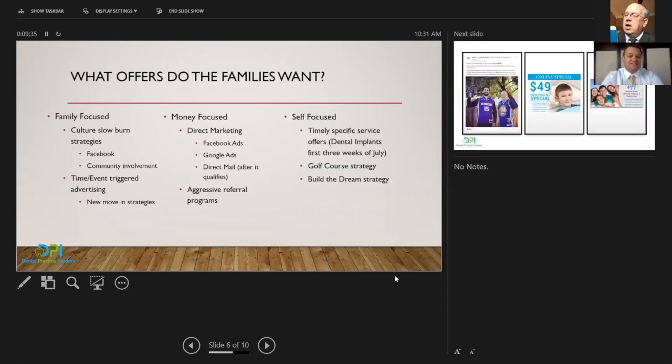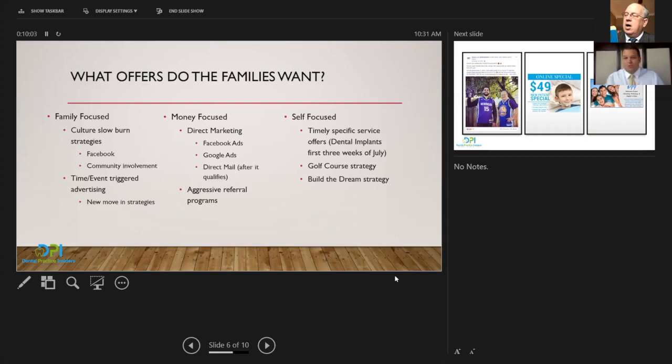The last one is self-focused. Very timely and specific service offers. Dental implants, for example, are best marketed in the first 3 weeks of July. Why? Because we've done the data, we've looked at the results, and we've seen exactly when people are looking at dental implants. And guess what? Maybe you knew this and maybe you didn't, but the first 3 weeks of July is one of the best times of the year to advertise for dental implants.